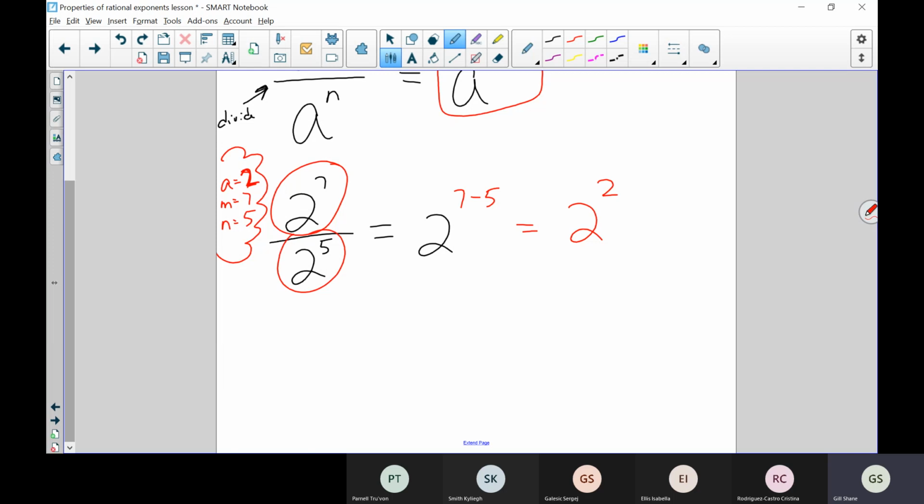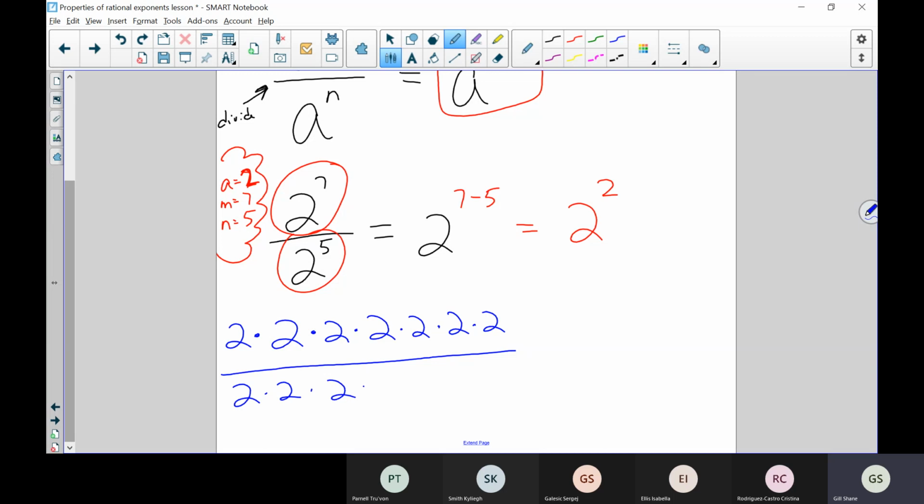So 2 raised to the 7th, let's change to blue, that's really just 2 times 2 times 2 times 2 times 2 times 2, and then one more. So that's 7 2's multiplied times each other. And then that is divided by, so that line still means divided by. We just have to draw a really long line because we got a lot of numbers in the numerator. That's divided by 2 to the 5th, which is just 2 times itself 5 times.